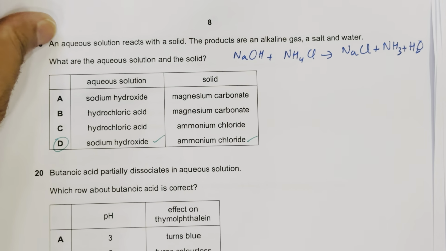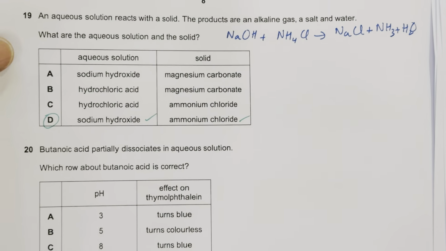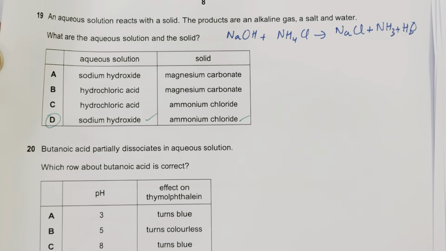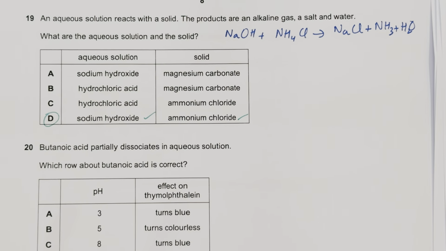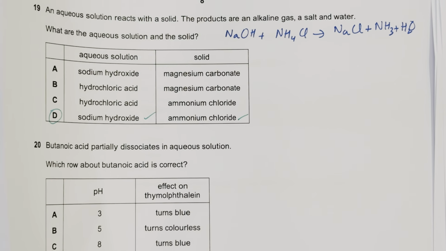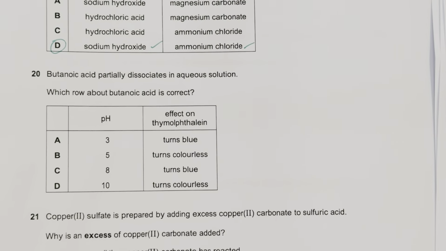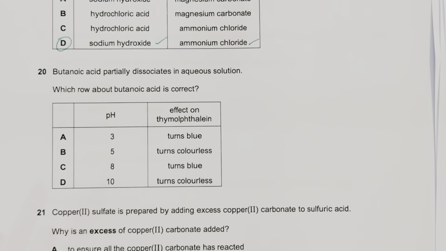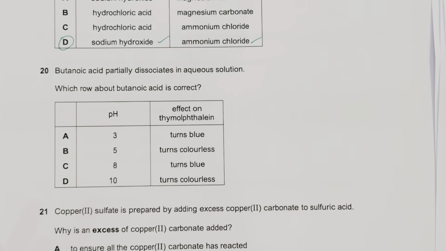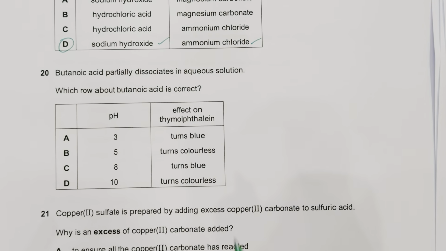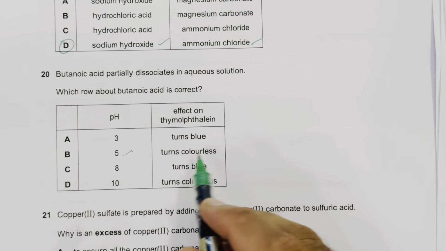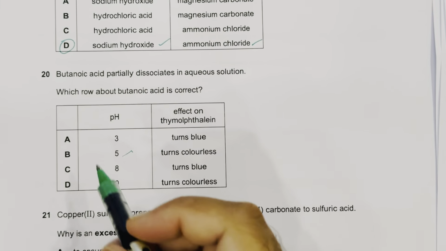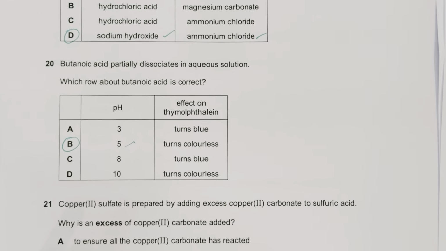Moving to question number 20. Question number 20 is that butyric acid is partially dissociated in aqueous solution. Which row about butyric acid is correct? Okay, it is an acid and we know that it's a weak acid, so its pH value should be 5 and it turns colorless. So option number B is the right option.